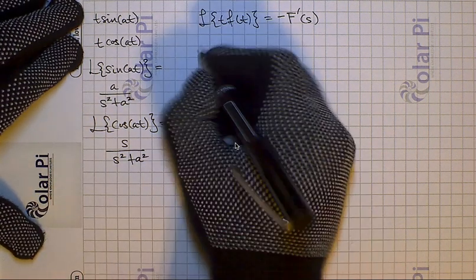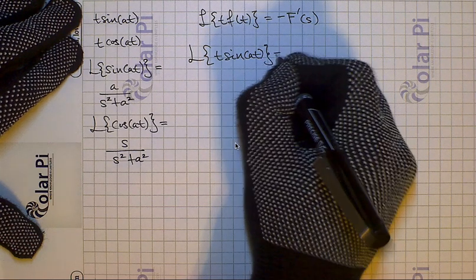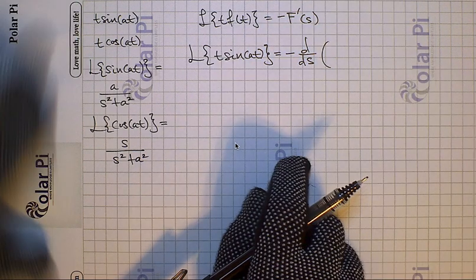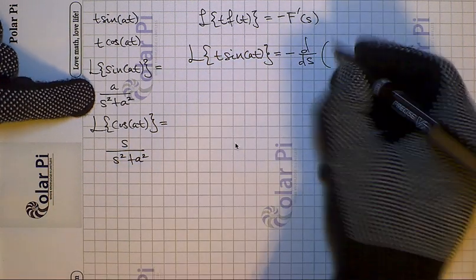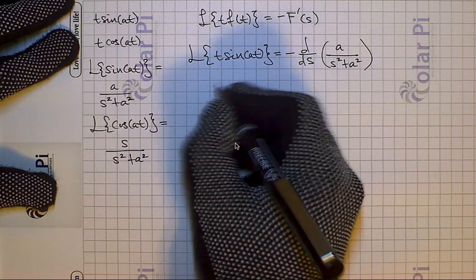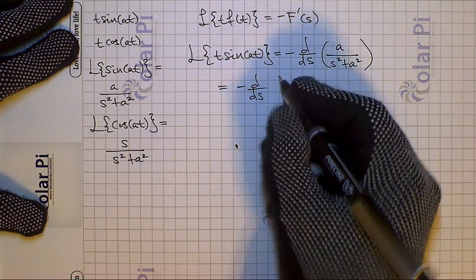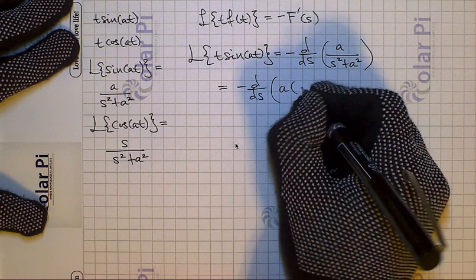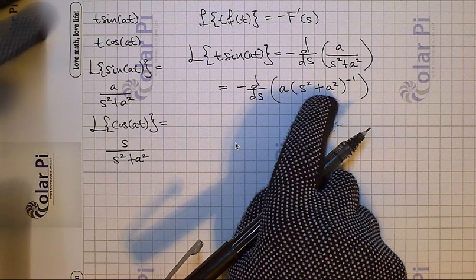So the Laplace transform for t times sine at is going to equal the negative of the derivative of the transform for sine at, because that's f of t in this instance, right? The transform for sine at was a divided by s squared plus a squared. And so my next line is the negative of the derivative with respect to s of, I'm going to rewrite this so that it's easier to take the derivative, a times s squared plus a squared to the negative 1 power. That way, I'll just use the power rule and chain rule and avoid the quotient rule, right?